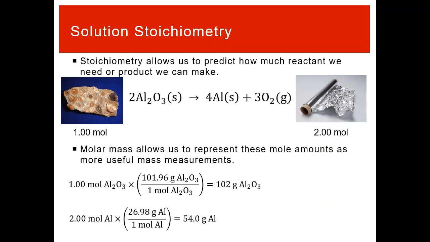All the relationships are based around moles. So for example, Al2O3 becomes 4Al plus 3O2. That relationship really is in the moles. So 1 mole of Al2O3 will give you 2 moles of aluminum. Okay, and so that gives you that relationship.